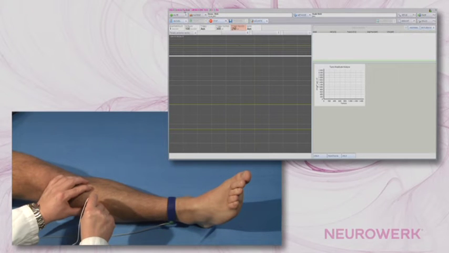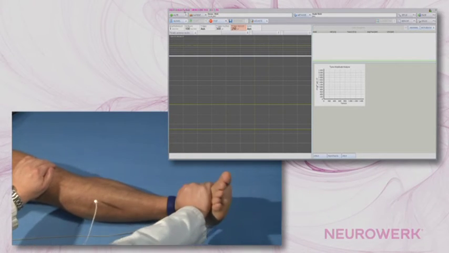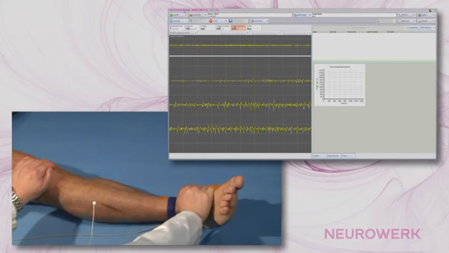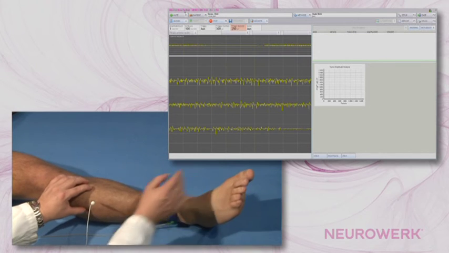The study is made using several needle positions to generate an impression of the conditions in the entire muscle. In this instance, the maximum achieved density of the innervation pattern is evaluated.